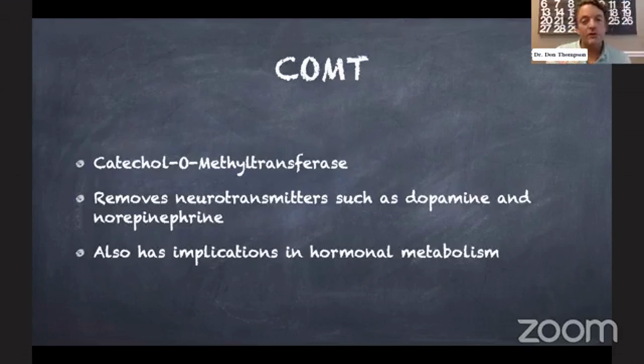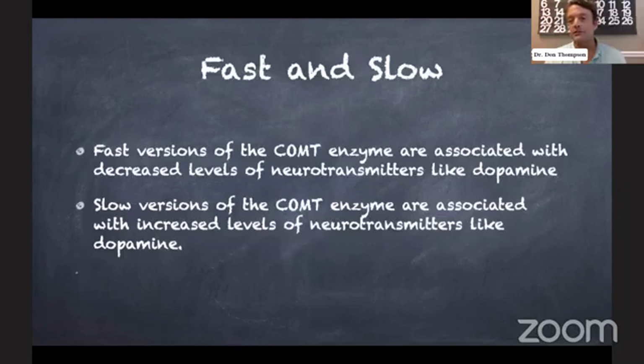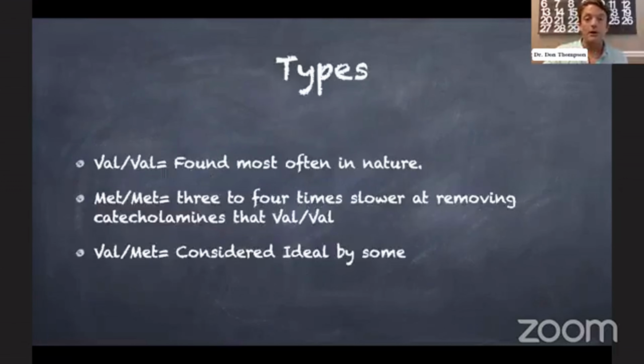We're not getting too much into the hormonal balance, but hormonal balance is really important in overall brain function, okay? So, fast and slow, we've already been through this. We know what it means. The fast version of the COMT enzyme is associated with decreased levels of the neurotransmitter. So it's fast, it eats it all up. Slow version, increased levels. We've already been through this.